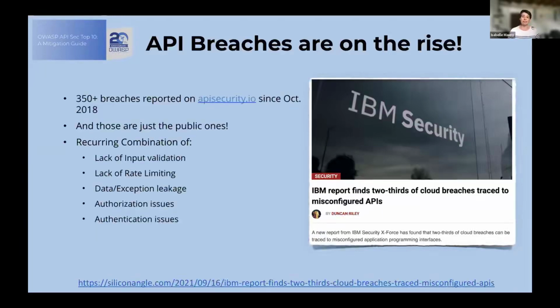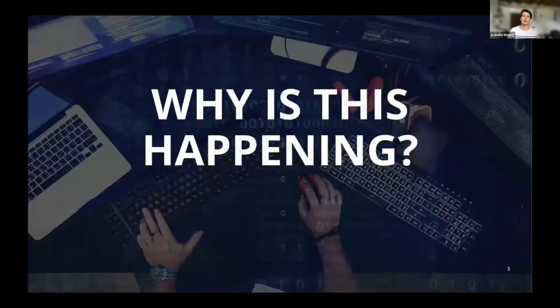Very recently, and this is really a report I encourage you to read, about a week ago, IBM published a new report saying that cloud breaches are actually linked in 60% of the cases to misconfigured APIs. So this is really a pervasive problem, right? So why is this happening?